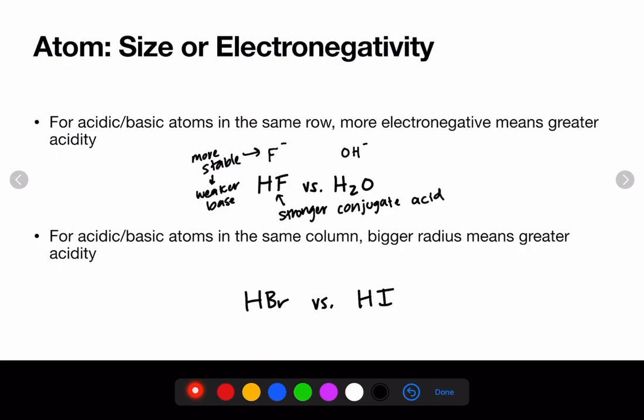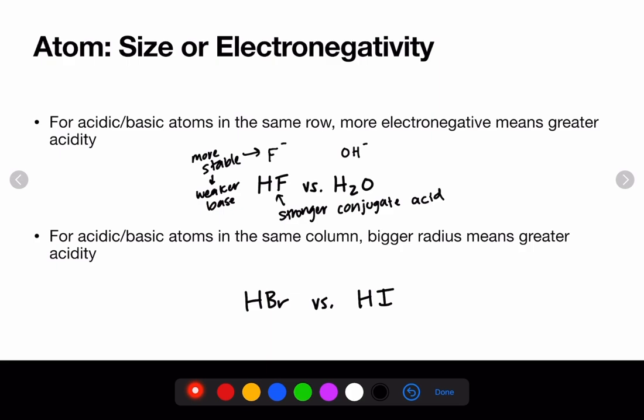Now, if the acidic or basic atoms you are comparing are in the same column, the atom with the bigger radius will be more acidic. The reason for this is again due to the conjugate base. Atoms with a significantly bigger radius, meaning they have to be down a column, hold negative charges better, meaning they are more stable, even if they are less electronegative.